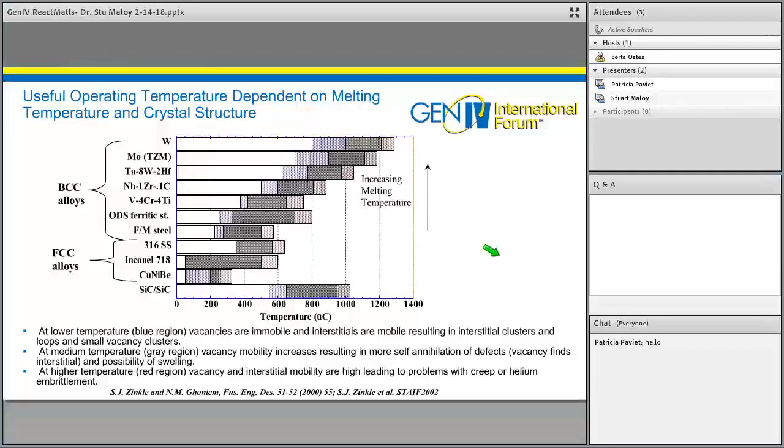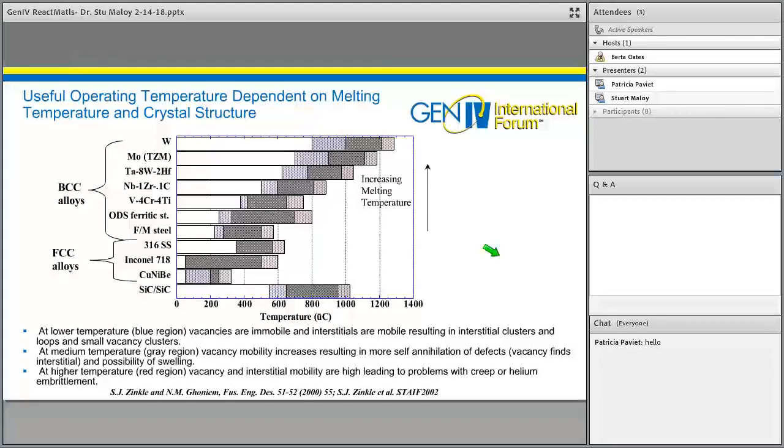At medium temperature, which I won't talk about much in my talk, but which is typically the operating temperature that you'd like to use these materials, you have increased vacancy mobility, and it results in more self-annihilation of defects.